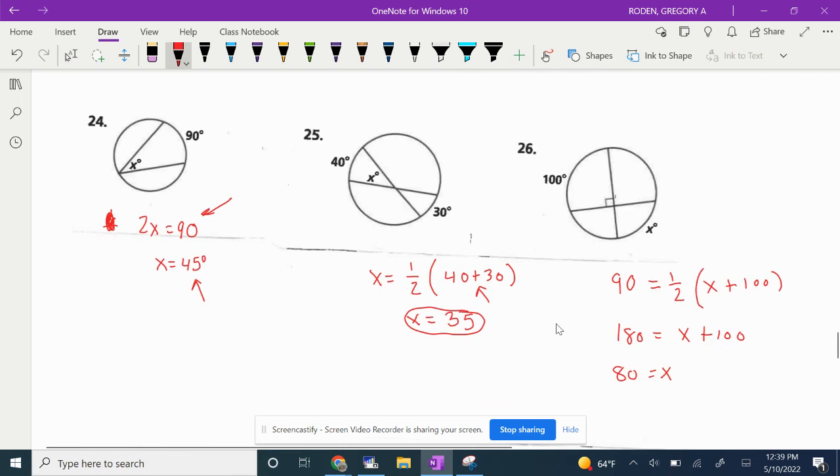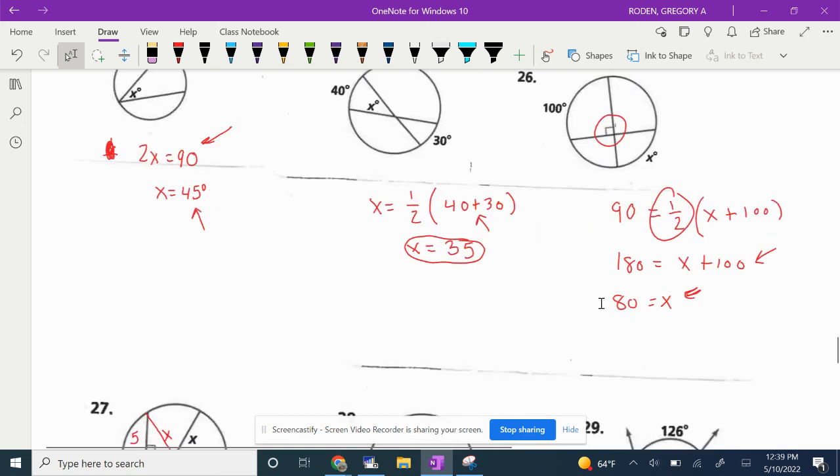Likewise, we know that this angle is 90 degrees, so 90 is going to equal 1/2 the two intercepted arcs, x plus 100. We'll multiply both sides by 2 to get rid of that 1/2, and then we get 180 equals x plus 100. Solving for x, we subtract 100 from both sides and get x equals 80.